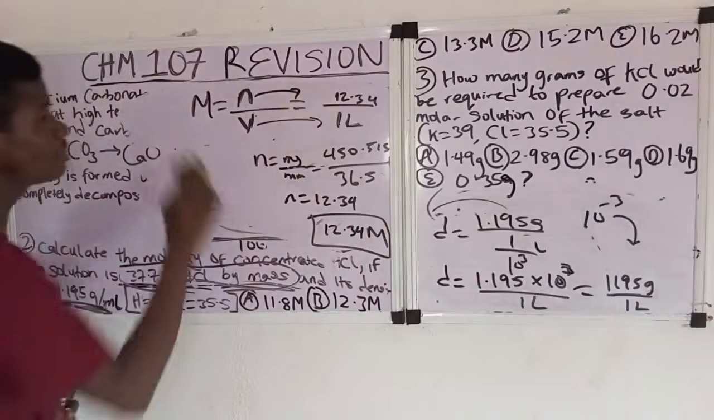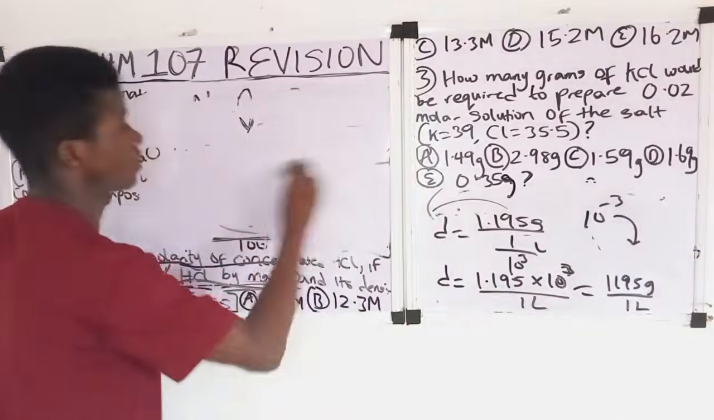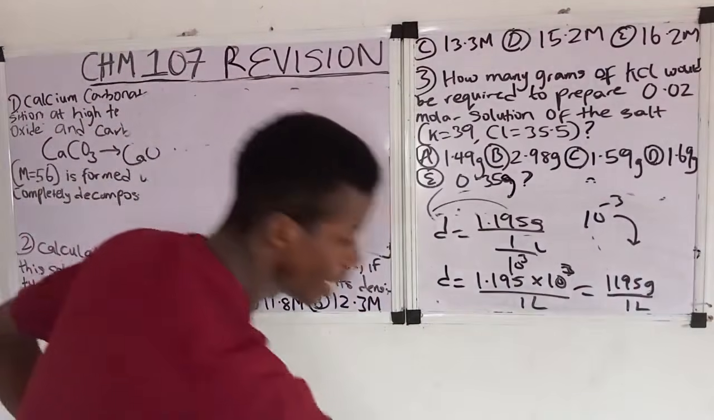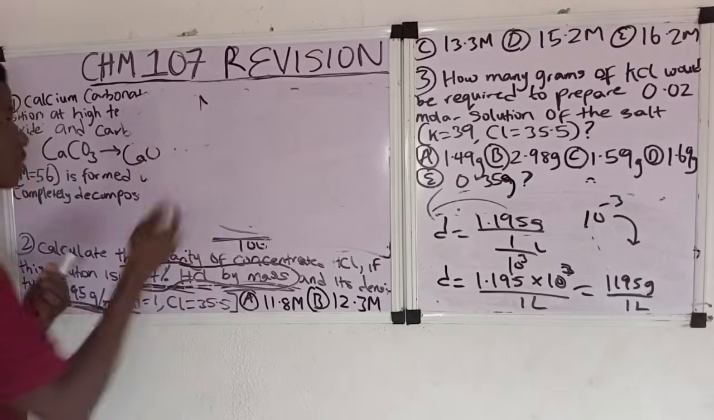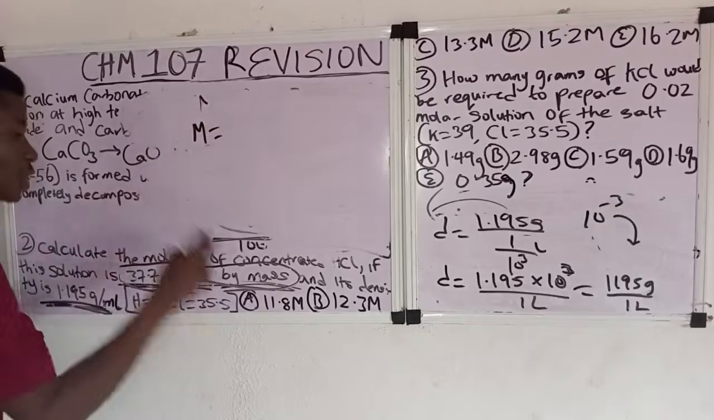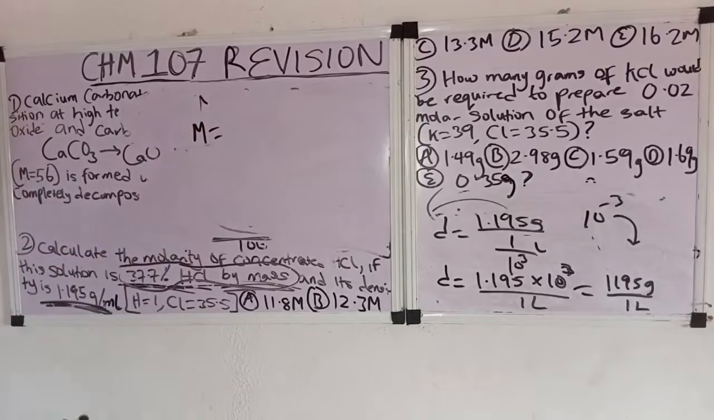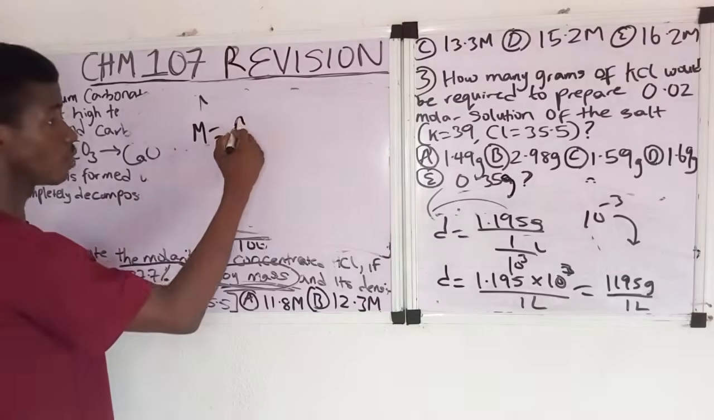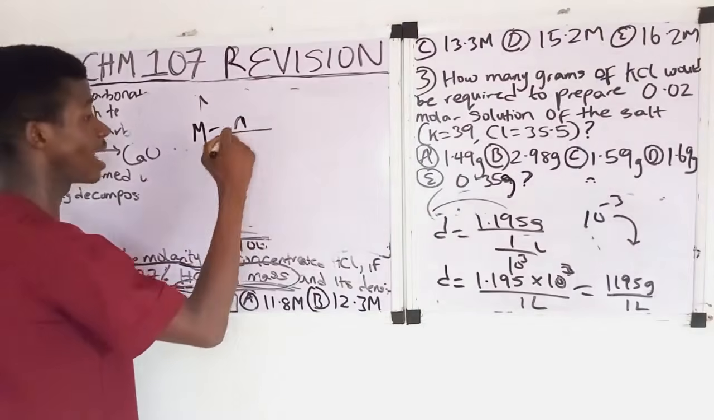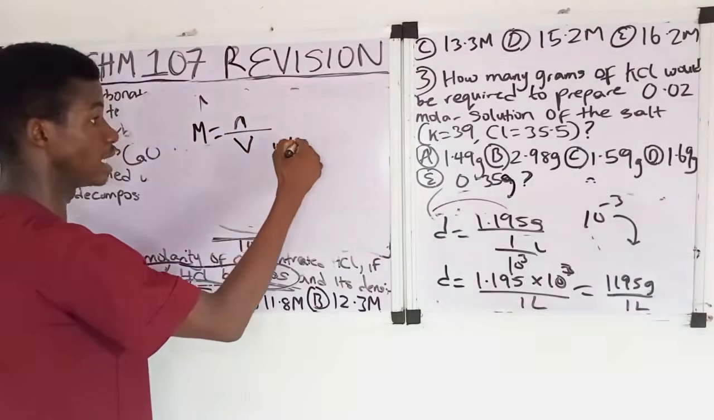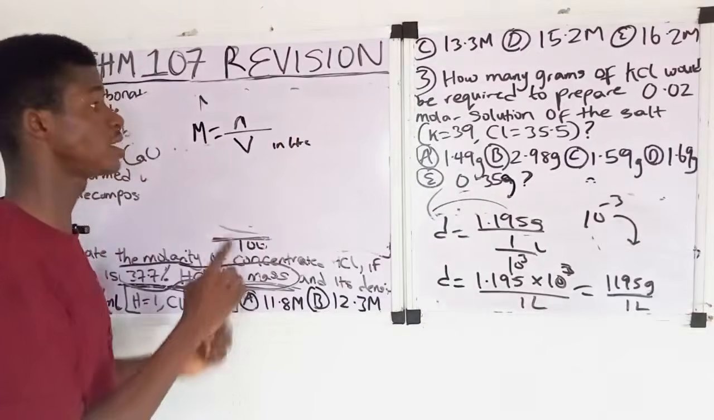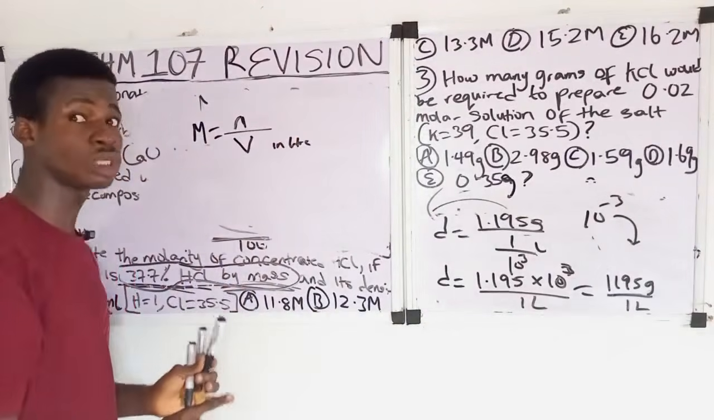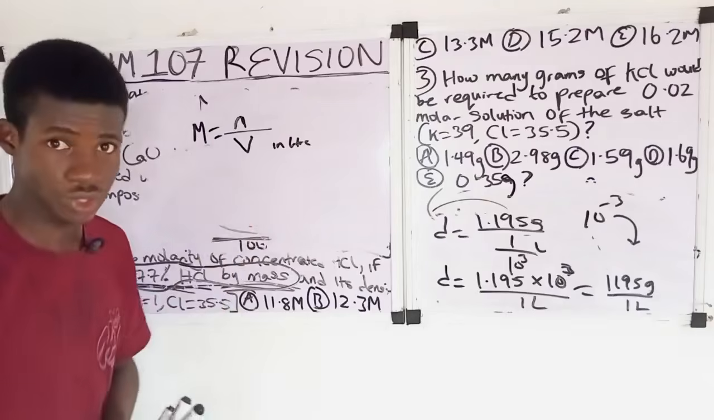Let me summarize how to solve it again. If you look at the question, they say we should calculate the molarity of concentrated hydrochloric acid, right? Now remember, molarity is the number of moles of the solute in a solution divided by the volume of the solution in liters, right? In the question, they didn't give us the mass. They gave us the number of moles of the solute, which is hydrochloric acid. They didn't give us the volume of the solution.